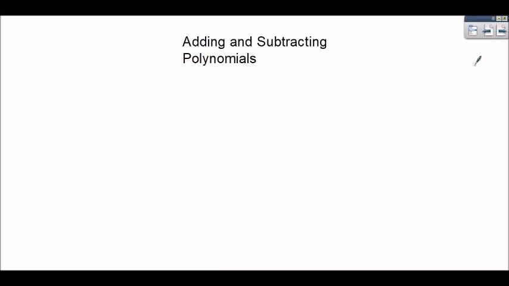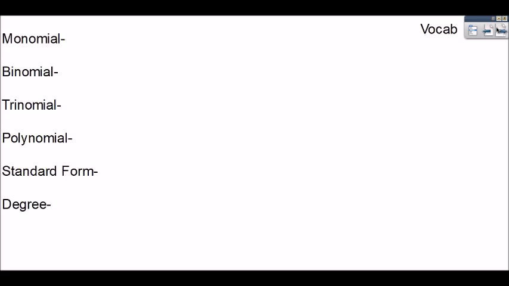We're going to learn how to add and subtract polynomials today. The big question is, what is a polynomial? And the best way to know that is to start with something smaller. What is a monomial? Monomial means single number. That's from mon, meaning single, and nomial, meaning number.